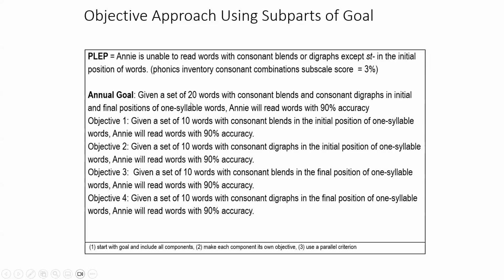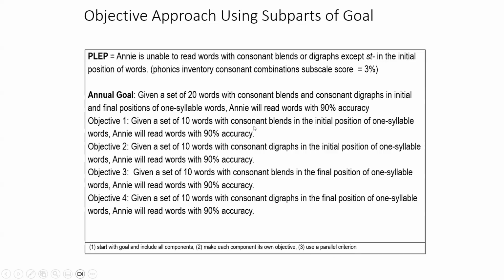The annual goal is that given a set of 20 words with consonant blends and consonant digraphs in initial and final positions of one-syllable words, Annie will read words with 90% accuracy. So we have blends, digraphs, initial, and final, all in one-syllable words, and she's got to get those to 90% accuracy. So this sort of formula is you start with a goal that includes all the components, and each component is its own objective. Again, use a parallel criterion.